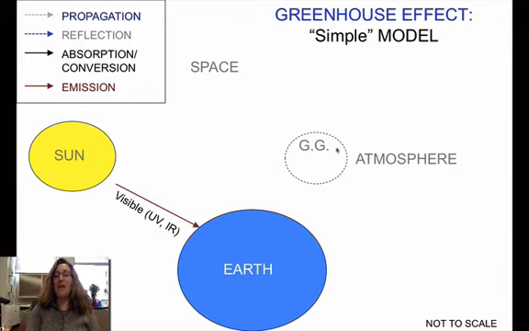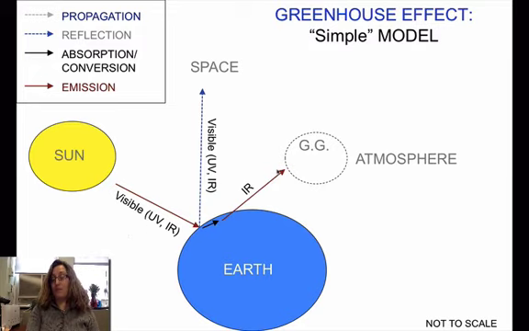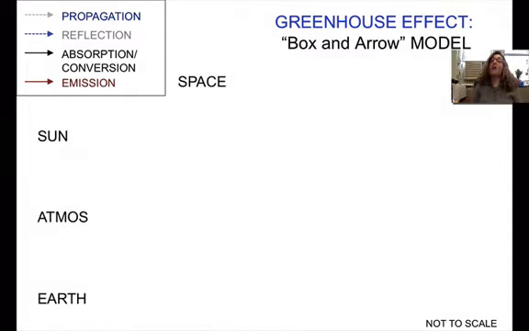Energy comes from the sun. It's mostly visible energy with a little bit of UV and a little bit of IR, ultraviolet and infrared. When it reaches Earth's surface, some of it is reflected out to space. Some of it is absorbed by the Earth. This absorbed energy is then re-emitted as infrared energy. Infrared energy, if it encounters a greenhouse gas in the atmosphere, will be absorbed by that greenhouse gas and then will be re-emitted as infrared energy, some of it out to space, some of it back down towards the Earth's surface through the atmosphere. Another way to represent the greenhouse effect is with a box and arrow model.